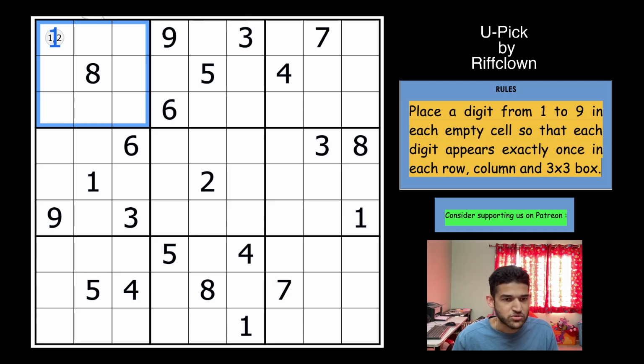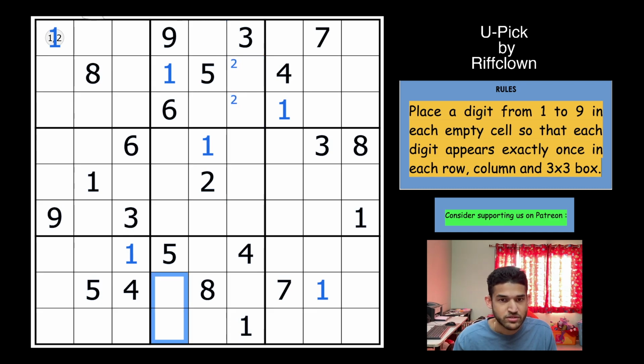1 in column 1 and 2, and 1 in row 9, so 1 goes here, and that gives 1 in row 8, and 1 in row 3, all just can be placed by visually scanning. That gives a 1 here and a 1 here. So we placed all the ones in the grid. Let's look for 2s now. 2 is not in column 5, so 2 goes here. That gives a 2 here. And okay, so I don't think there's anything more that we can do with the 2s.